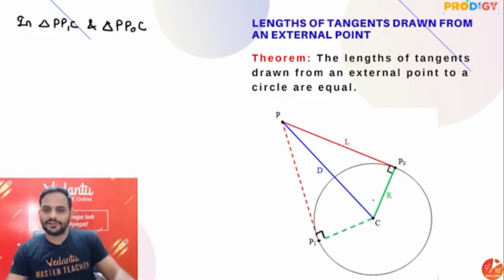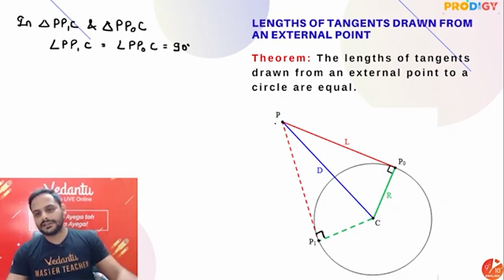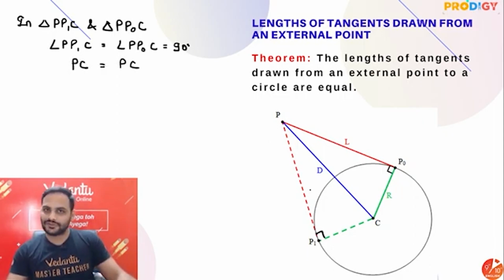So CP0 and CP1, they are the radiuses, so they will be perpendicular to the tangents. So I can say angle P1C is equal to angle P0C, both are equal to 90 degrees. Then this side PC is the common side, which is the common hypotenuse for both the triangles, and then I can say P1C is equal to P0C because both are representing radius.